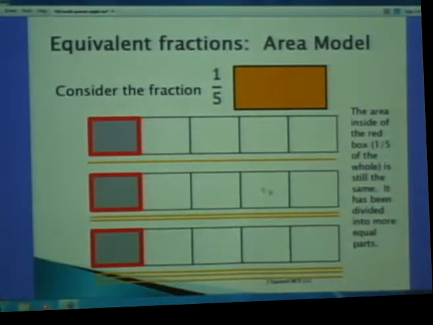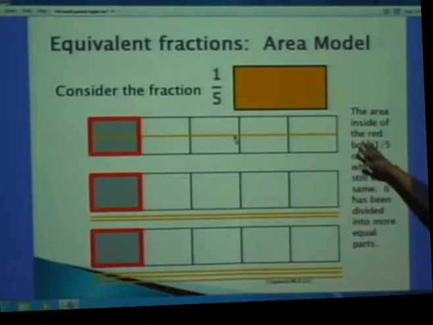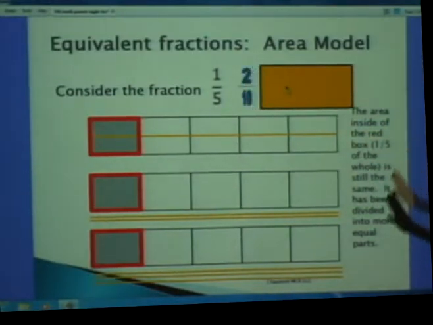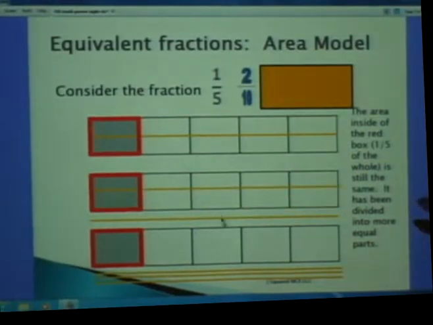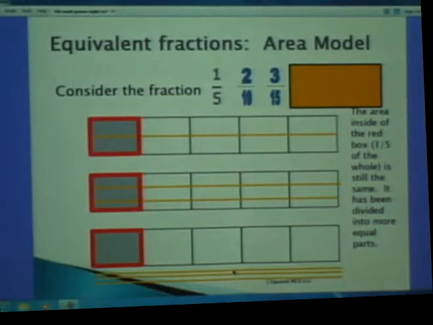All right, and I'm just going to show it to you a different way. Consider the fraction 1/5. All right, so I have 5 pieces and 1 is shaded, and I'm going to double it, and I've got 2 shaded and 10 pieces. All right, now I'm going to divide it into 3 parts. So now I've got 3 shaded and a total of 15.